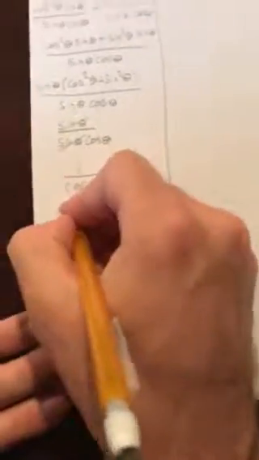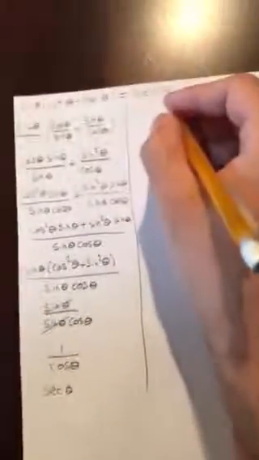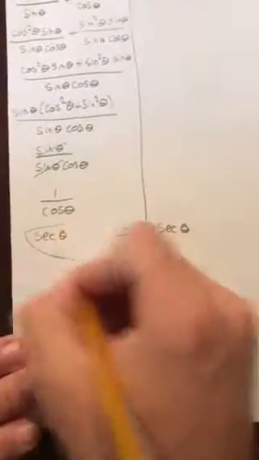We'll do that. And then on the right side, to start with, we had secant theta. We'll bring that down. And as you can see, these two are equal to each other.